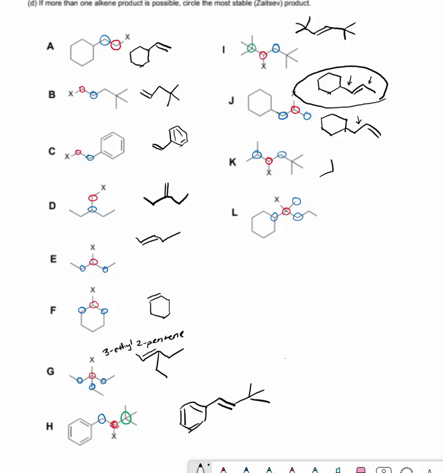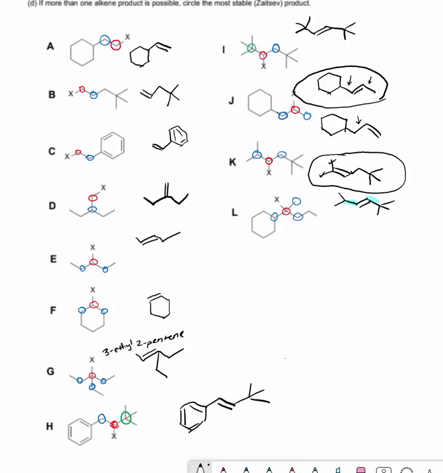For K, we could form our alkene to the left, or we could form our alkene to the right. The more stable one is going to be the one that is more substituted, the more stable alkene. This is a tri-substituted alkene. You see the 1, 2, 3 carbon groups, and down here we only have 2 carbon groups on our alkene.